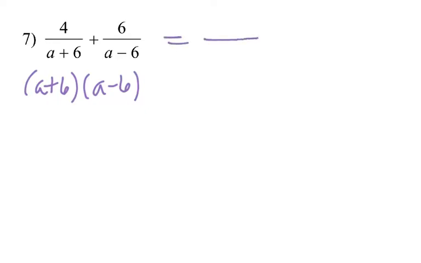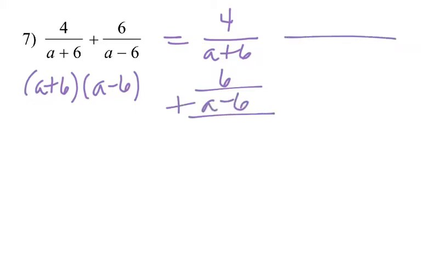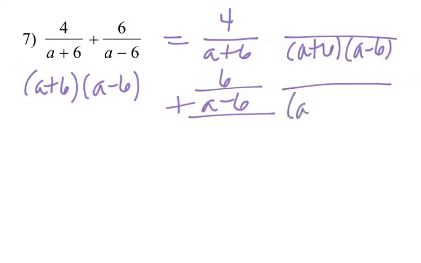So now we are going to come back out here and rewrite our problem vertically. So 4 over a plus 6 plus 6 over a minus 6. We're adding them together. So now let's write our new ones. A plus 6, a minus 6, a plus 6, a minus 6 again, because we're just multiplying both of those denominators together to get our common denominator. But we do everything the exact same way, okay?